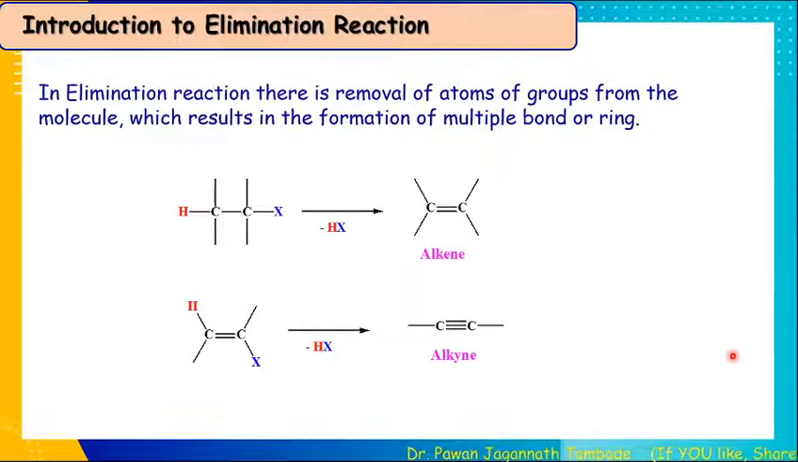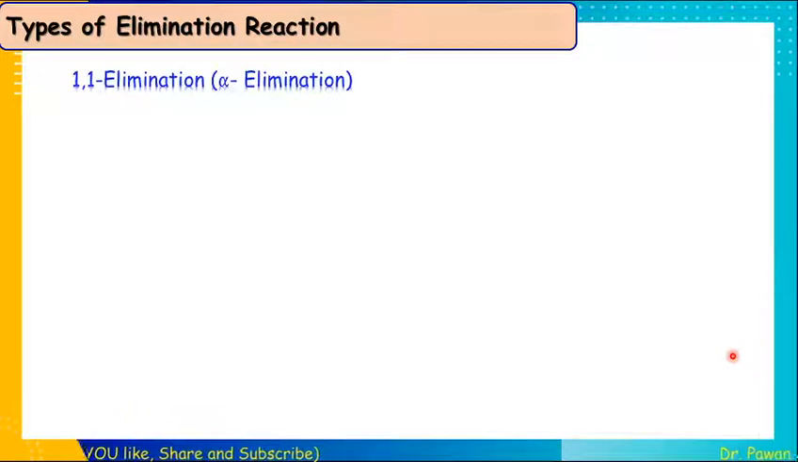So such reactions in which there is a removal of atom or group of atom from the molecule which results in formation of multiple bond is known as elimination reaction. There are two different types of elimination reaction in general. In that, first is 1,1 elimination, or more commonly called as alpha elimination reaction.